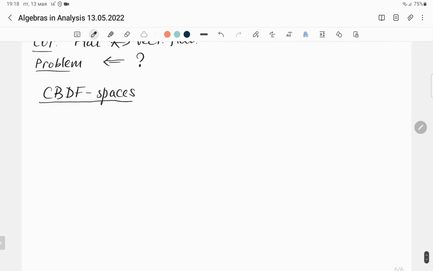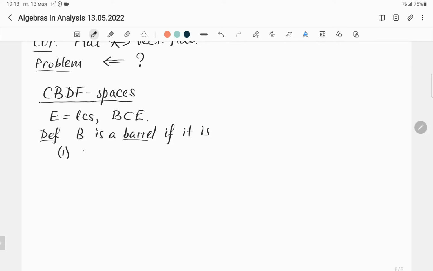Well, suppose that we have a locally convex space E and a subset B of E. By definition, B is a barrel if it is closed. First of all, it is closed. Second, it is absolutely convex, which means that it is convex and it is stable under multiplication by complex numbers of modulus less than or equal to 1.